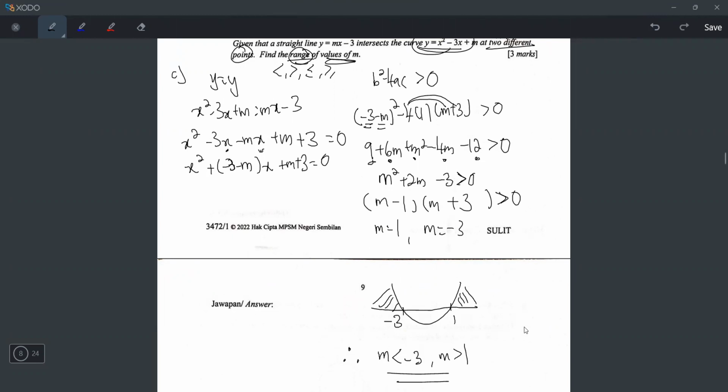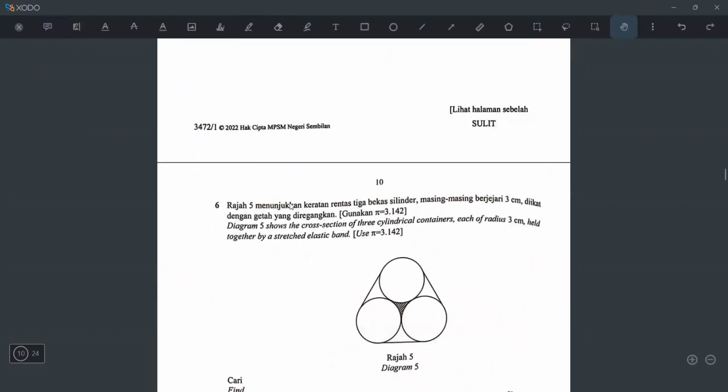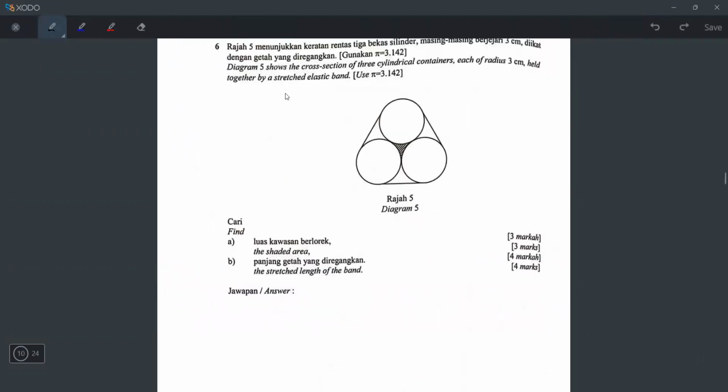Okay. But if you locate in the middle, then you will write m in between negative 3, 1. But I will erase this because this is not, this is bigger, right? So that's how you do it. So remember, you can't just change this to bigger. That's wrong. All right. So that's how you do this question. So I'm done. Let's go to question number 6.